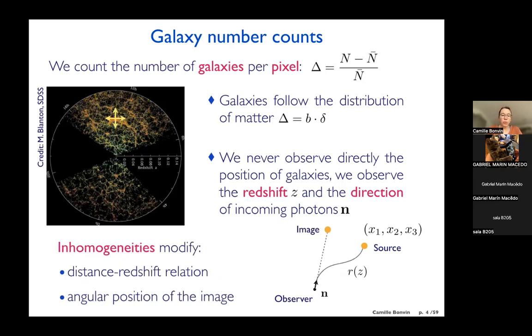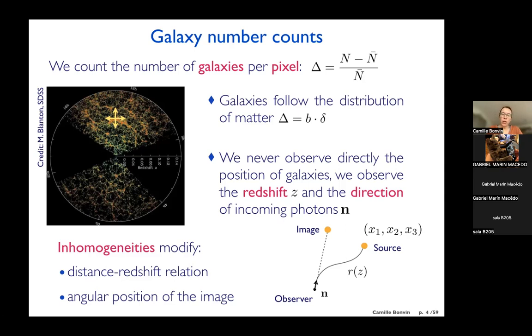Of course, we know that we don't live in a universe which is perfectly homogeneous, and this has an impact because it means that the photons will travel on perturbed geodesics, and this will actually modify the relation first between the redshift and the distance. This relation will be affected by the inhomogeneities in the universe. And second, we have also a change in the direction of the photons along the trajectory. And so this changes the angular position of the image.